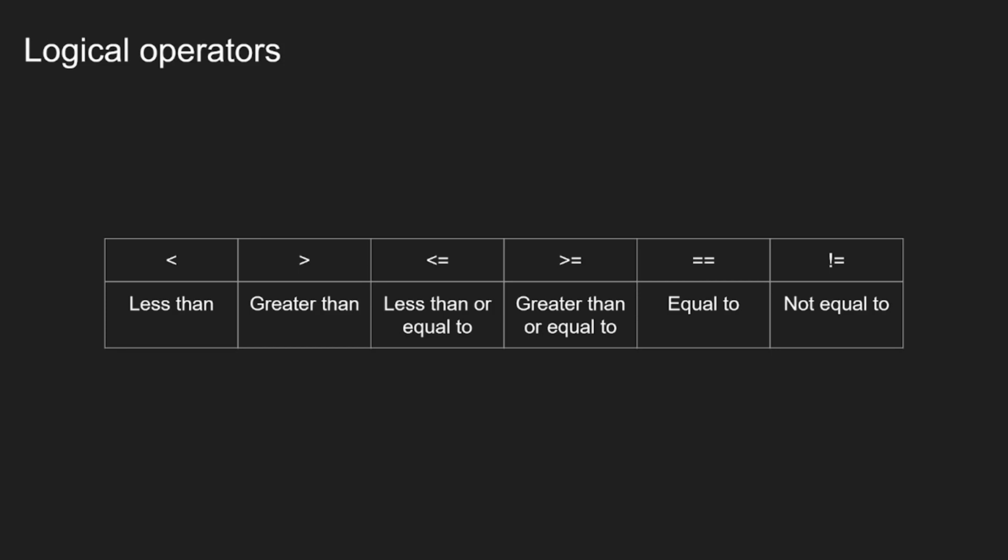Before we get into conditional statements, let's quickly talk about logical operators. Logical operators in Python mean the same thing as they do in math: greater than, equal to, less than, greater than or equal to, less than or equal to, and not equal to.